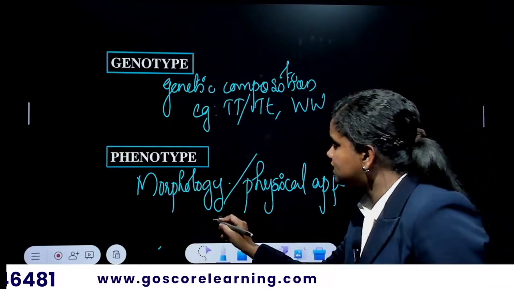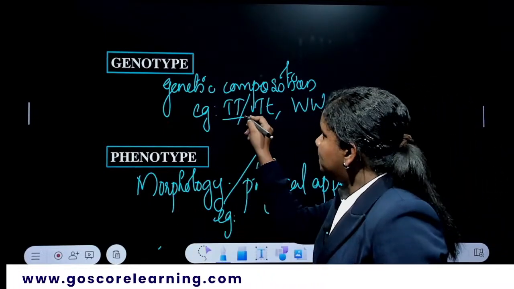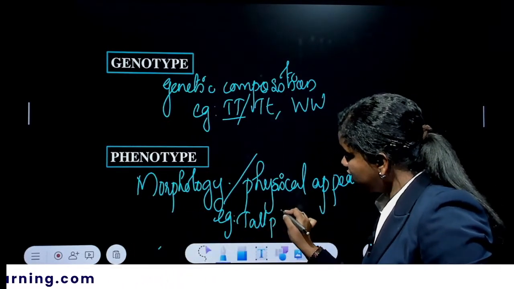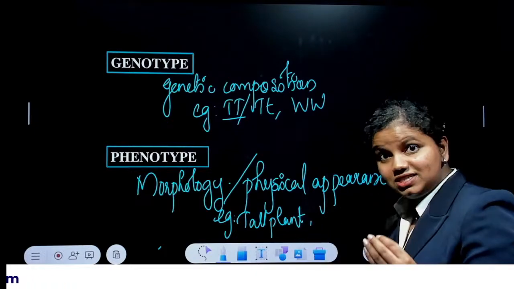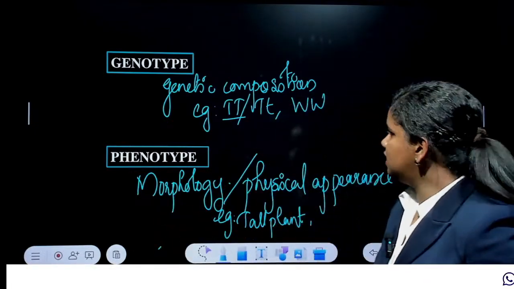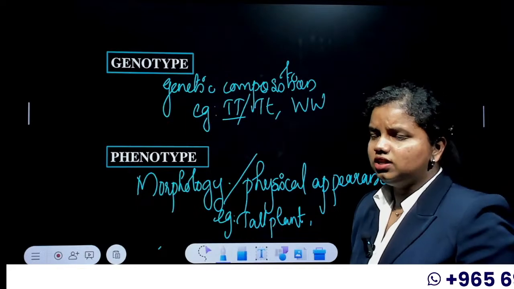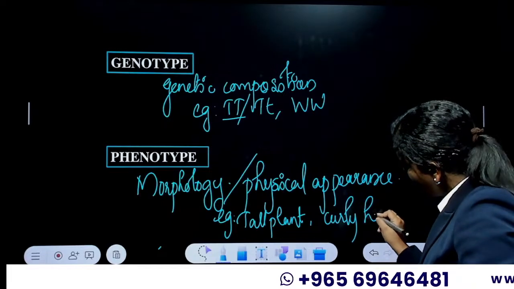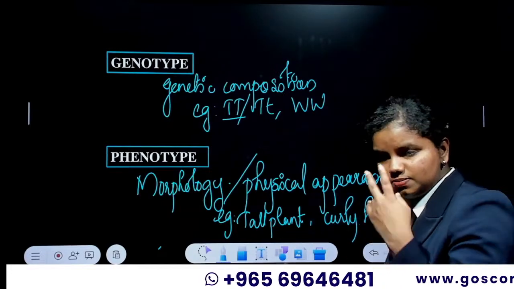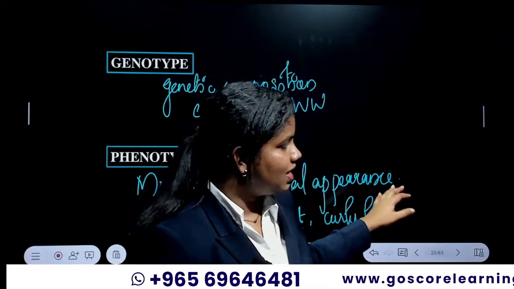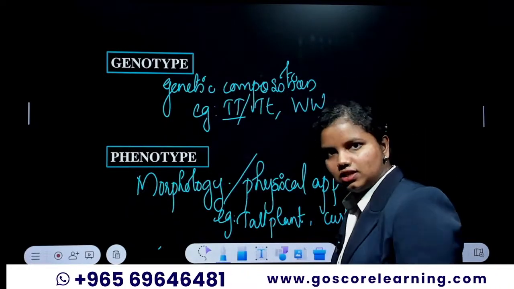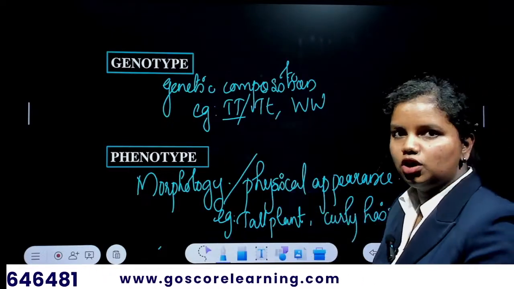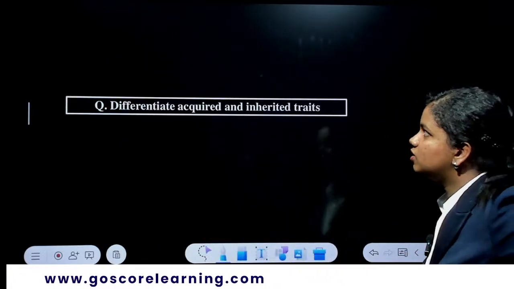If I have to give you an example for phenotype, this capital T, which will be expressed as a tall plant, that height, that physical appearance of the plant is the phenotype. Or in the case of a human, I can say curly hair. That's a physical appearance. I can see it just by looking at a person, right? So such characters which are morphologically evident, which are physically appearing, are what you call a phenotype. I hope both the terminologies are now clear to you.